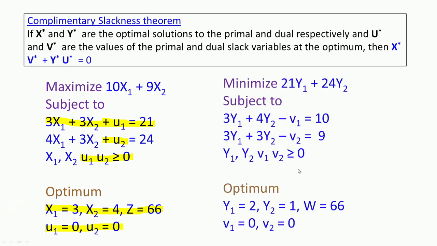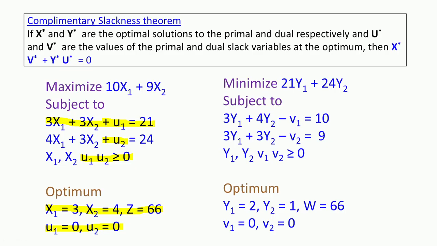Now, let us write the dual of this problem. We have seen this dual so many times already. So, the dual is to minimize 21 y1 plus 24 y2. We would have written 3 y1 plus 4 y2 greater than or equal to 10 as 3 y1 plus 4 y2 minus x3 equal to 10, and 3 y1 plus 3 y2 minus x4 equal to 9.